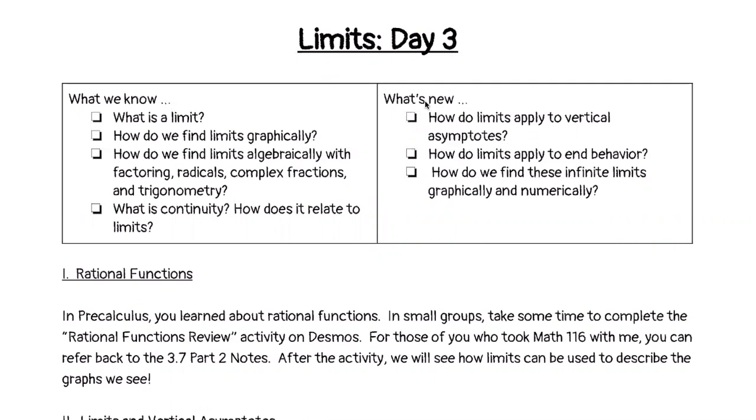We know what a limit is. We can find it graphically. We also went over examples on how we find it without a graph, and that includes factoring and radicals and complex fractions and trigonometry. And we also took a look at this idea of continuity. So how does something being continuous relate to limits? And so what's new in this section is how do limits apply to vertical asymptotes? How do limits apply to end behavior? And how do we see these limits graphically and numerically?